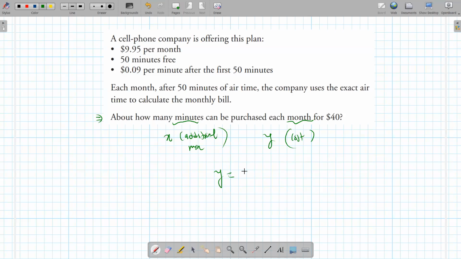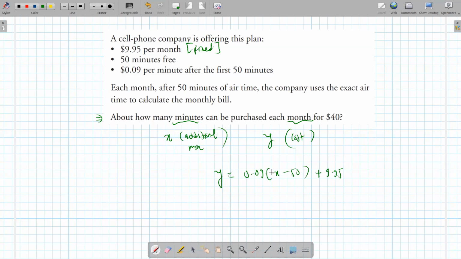Okay, so this cost is fixed, right? 0.09x minus 50. So X is the additional minute, yeah? Yeah, and then minus 50 because 50 are free. So you can do 50, yeah, that's right. X minus 50. Okay. And then plus 9.95.